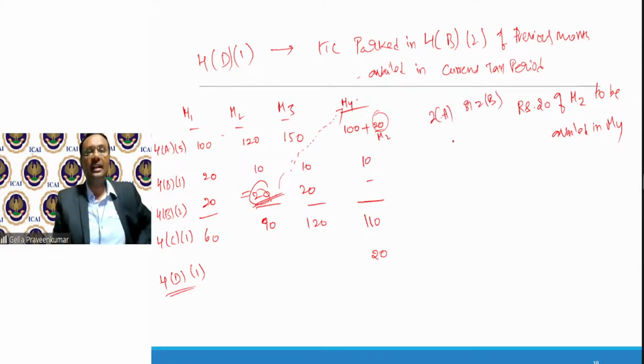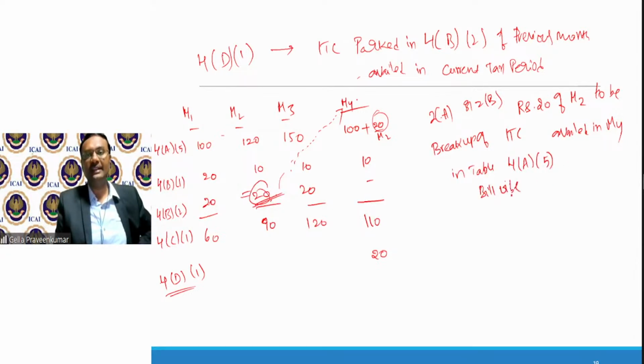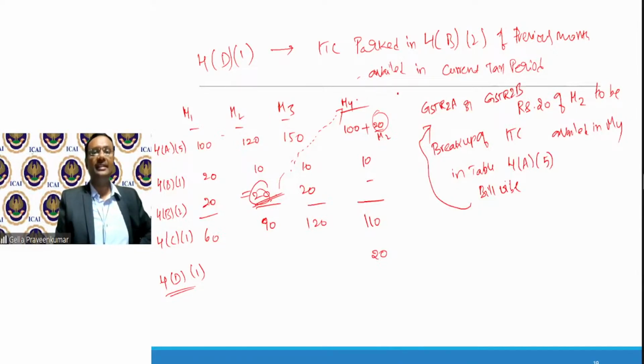Simple answer to you. The breakup of ITC in table 4A5, bill wise, is available in this particular form, GSTR-2A, GSTR-2B. So this data, Namrata, bill wise, if I want to see whatever is auto-populated in this table, I'll get in this particular form.